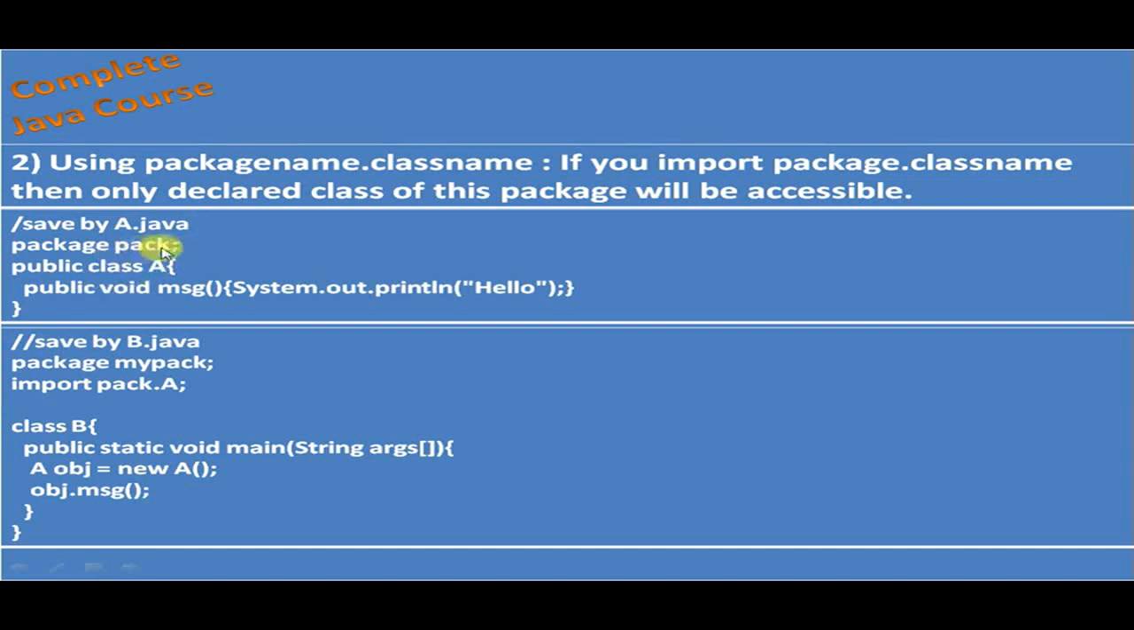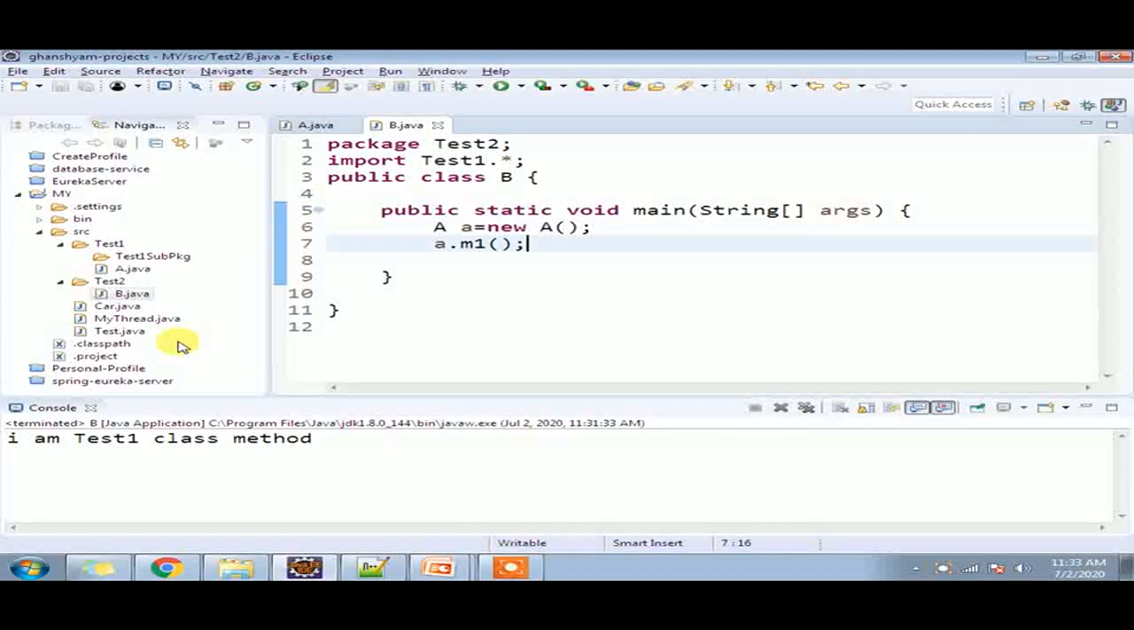Suppose you have multiple classes within pack1, like class A, class B, class C, class D, and you are importing class A, then only A you can use in your B class. If you want to use class B, then you will have to import class B, with similar syntax, import pack dot B. Let me show you. If I am just using A, then I can access class A.